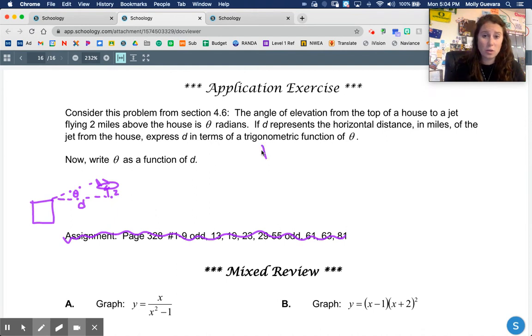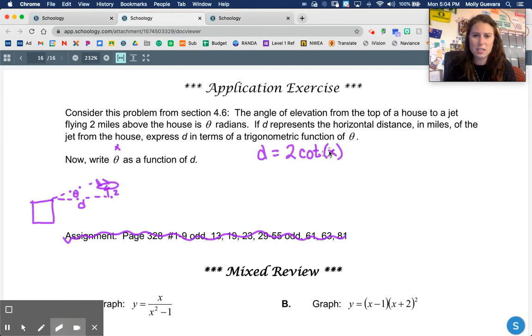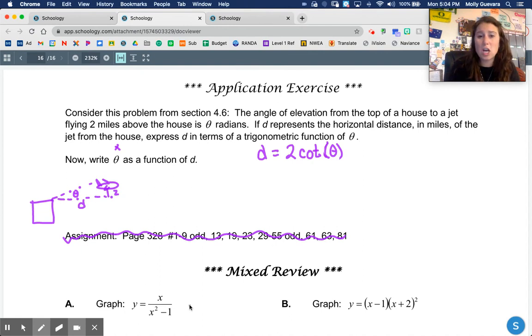It wanted me to write D as a function with trig. So the equation that we got was that D was equal to 2 cotangent of X. You can go back and look at the problem in 4.6 if you don't remember that, but this is the equation that we got. Now it wants me to write theta as a function of D. Theta and X are the same thing. I just used X in 4.6. So let's just do theta. Now basically all it wants is theta by itself.